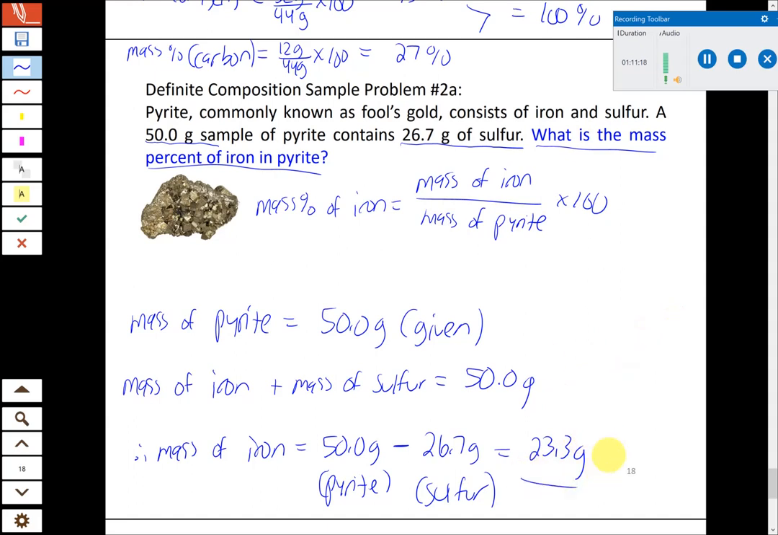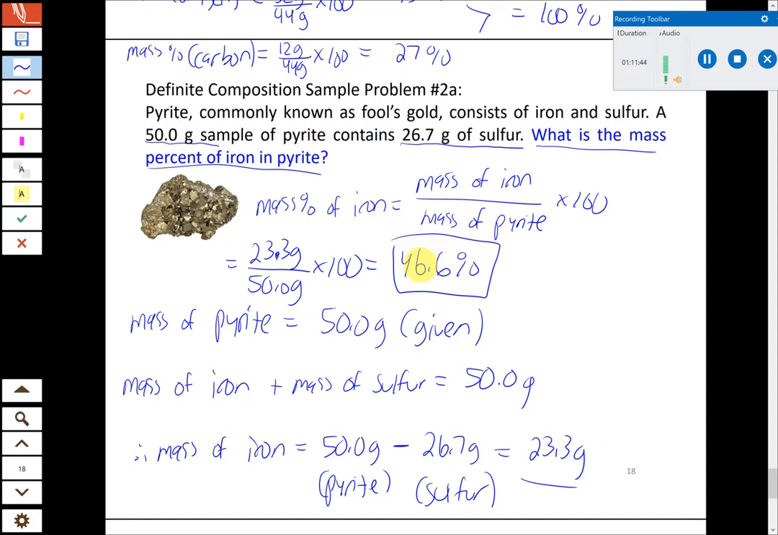And so now we have all the information we need to solve what we're looking for. So we take the mass of iron that we just found, 23.3 grams. We divide it by the mass of the compound, which is pyrite, 50 grams, multiplied by 100, and we get 46.6%. Now, the other way you could have done this was you could have found the mass percent of sulfur and then subtracted that from 100. That should also give you the same number.